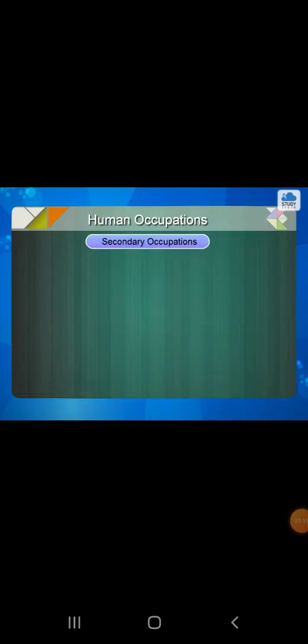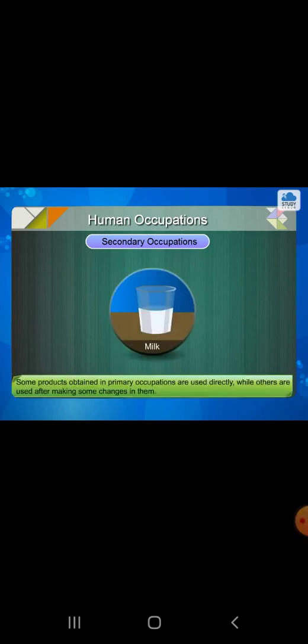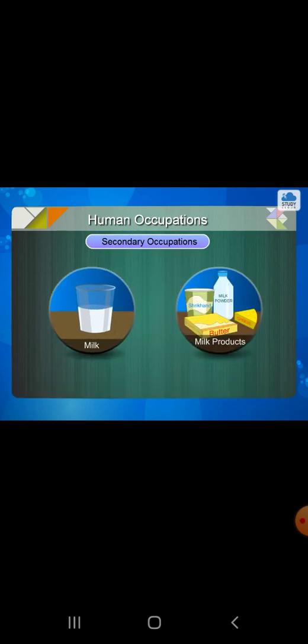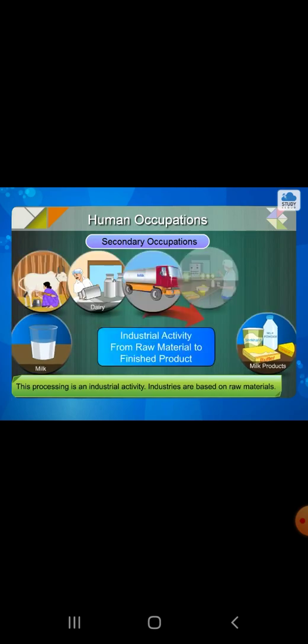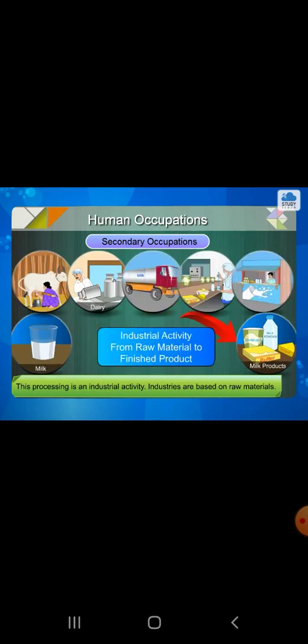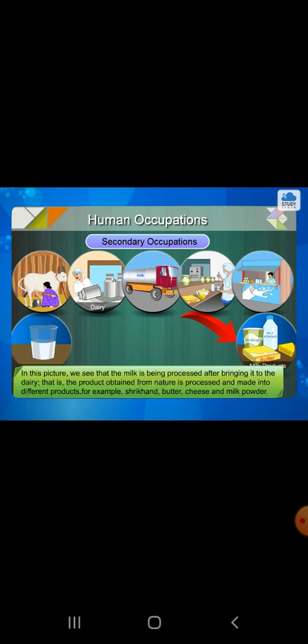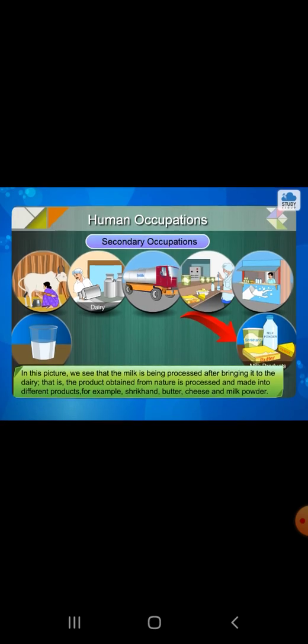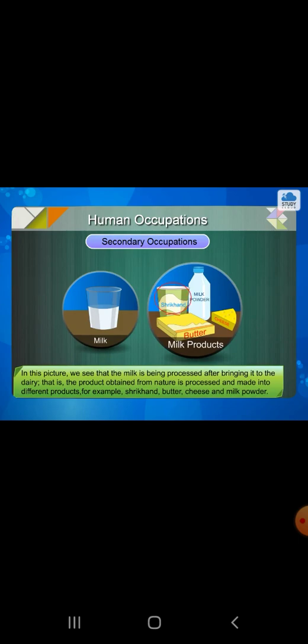Secondary occupations. Some products obtained in primary occupations are used directly, while others are used after making some changes in them. This processing is an industrial activity. Industries are based on raw materials. In this picture, we see that the milk is being processed after bringing it to the dairy. That is, the product obtained from nature is processed and made into different products. For example, Shrikhand, butter, cheese, and milk powder.